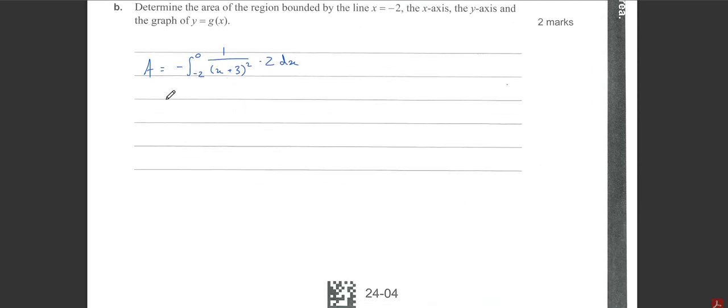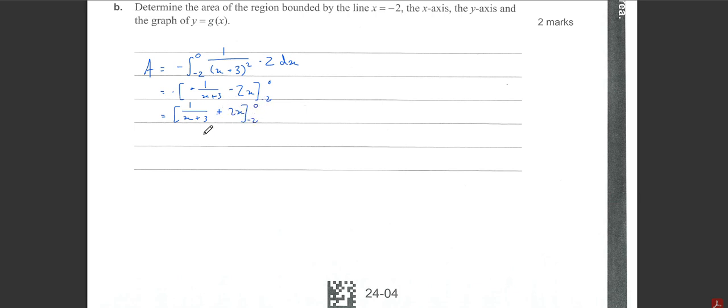This gives us negative, the integral of 1 over x plus 3 minus 2x from negative 2 to 0. And we can take out the negative to cancel this negative here, giving us 1 over x plus 3 plus 2x from negative 2 to 0.